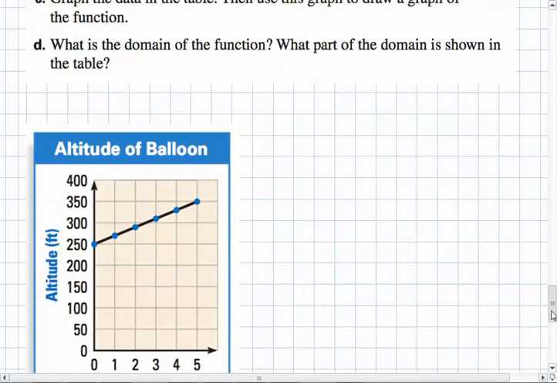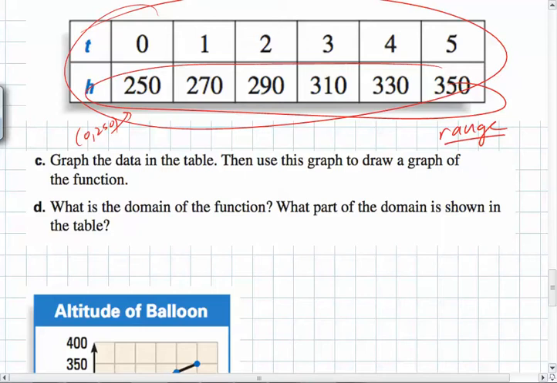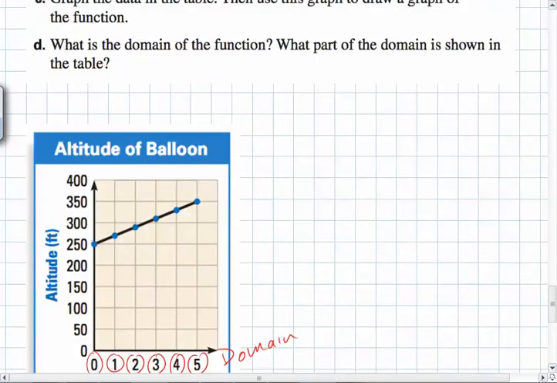So what is the domain of the function? Well, the collection of all inputs you have 0, 1, 2, 3, 4, and 5. So that's the domain. And what's the output? What's the range? The range is the collection of all of these values right here, the collection of all of the output values. So you would say the 250, and then the next y value, and the next y value, the next y value, the next y value, the next y value.